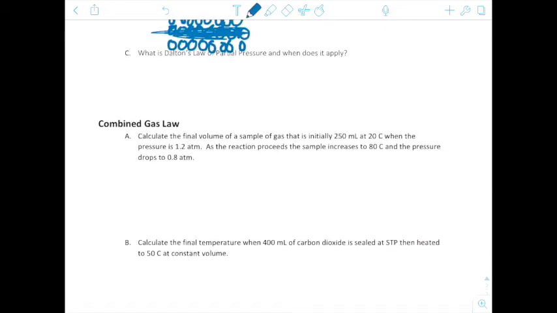Moving on to the combined gas law. Combined gas law is P1 V1 all over T1 equals P2 V2 all over T2. And it says calculate the final volume of a sample of gas that is initially 250 milliliters at 20 degrees Celsius when the pressure is 1.2 atmospheres.